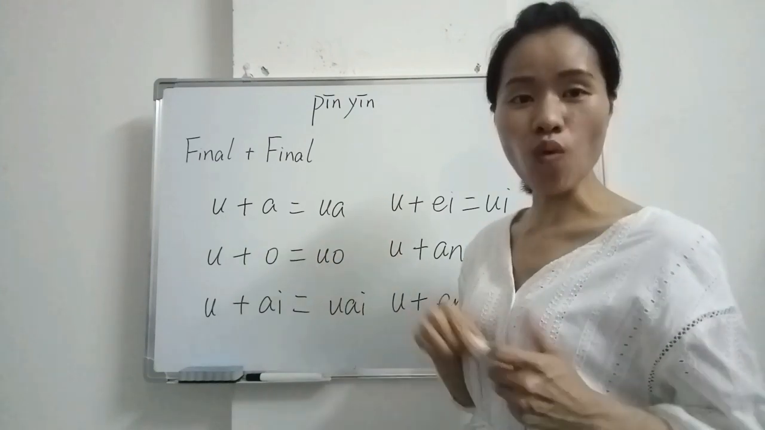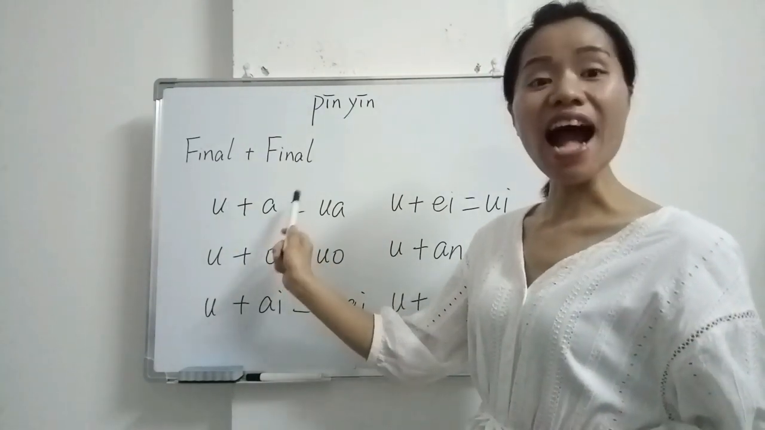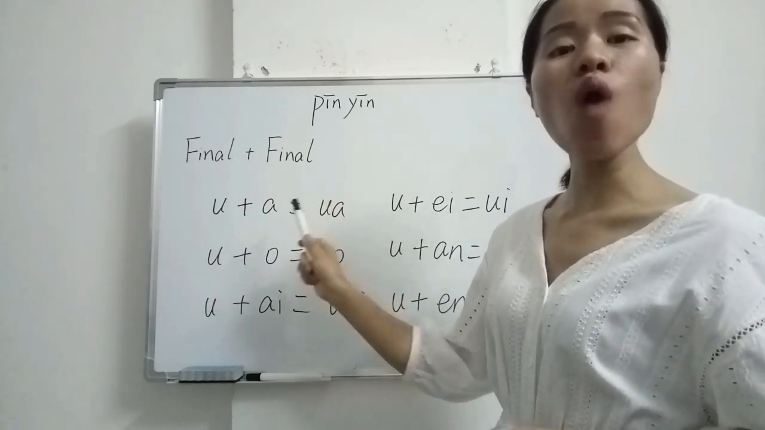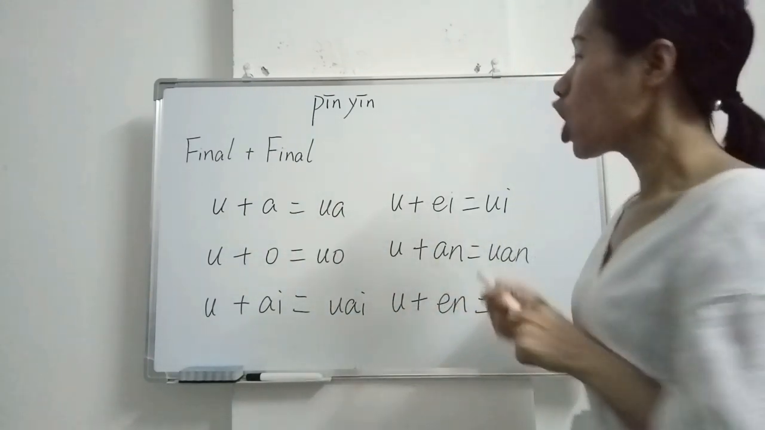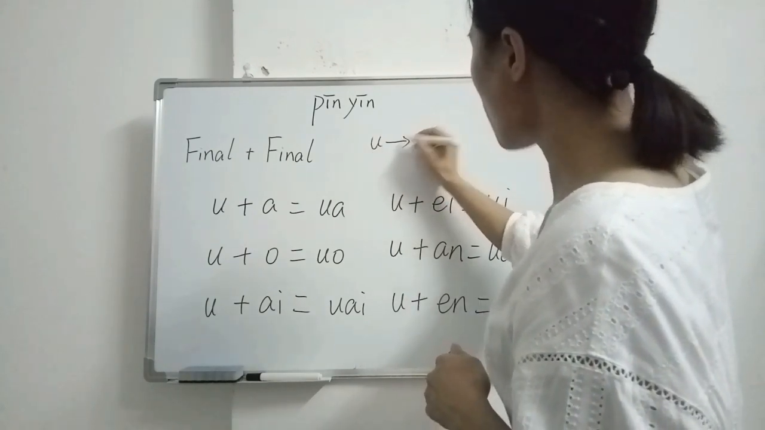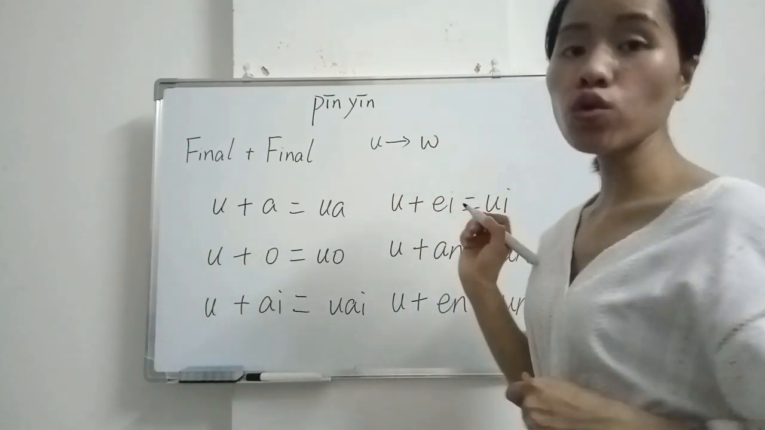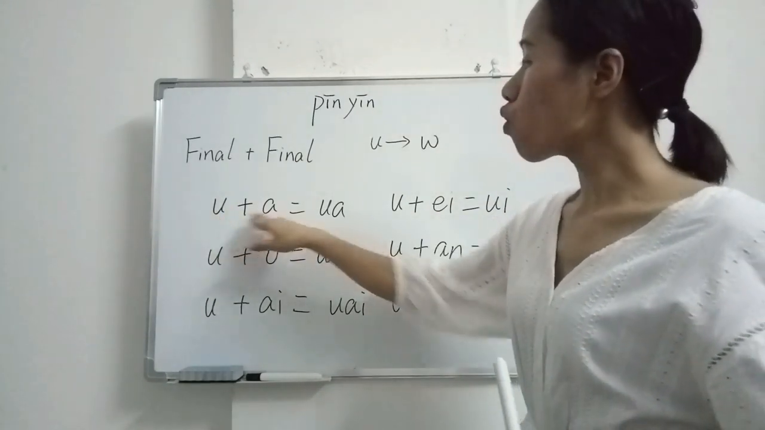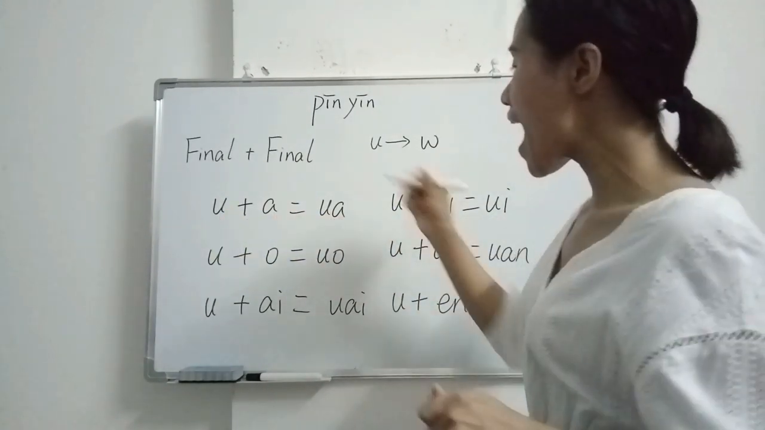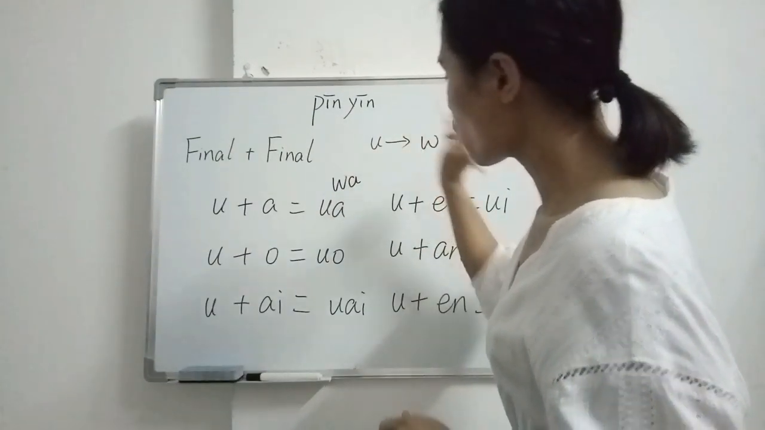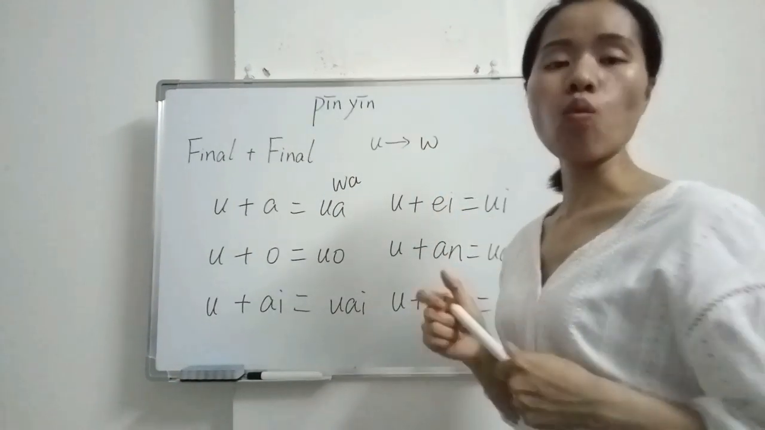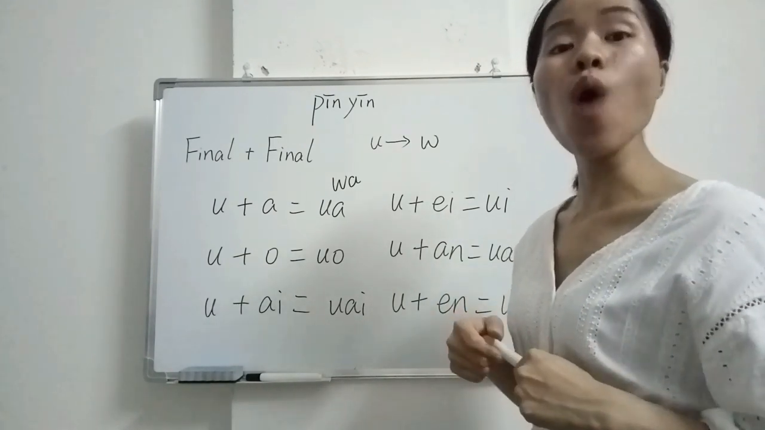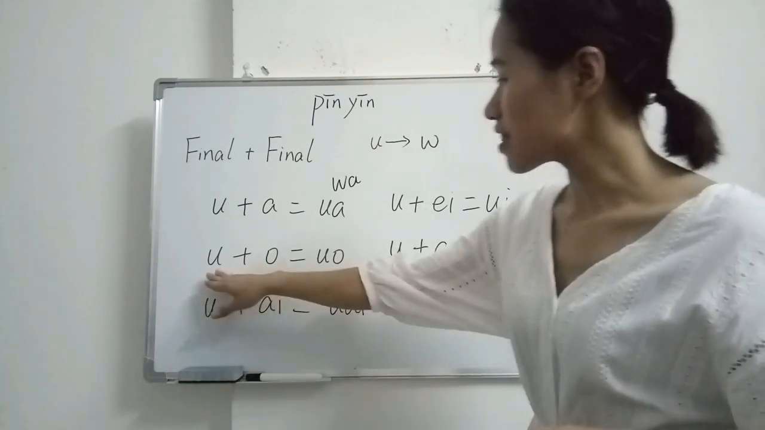Now let's look at this one. Okay, wu plus a, wu a, wa, wa, wa. Pay attention. Wu, we can write in this way. Wu, the writing. Wu, a, wa, wa. What does wa mean? Wa means frog. Wa, wa. Okay, and this one.